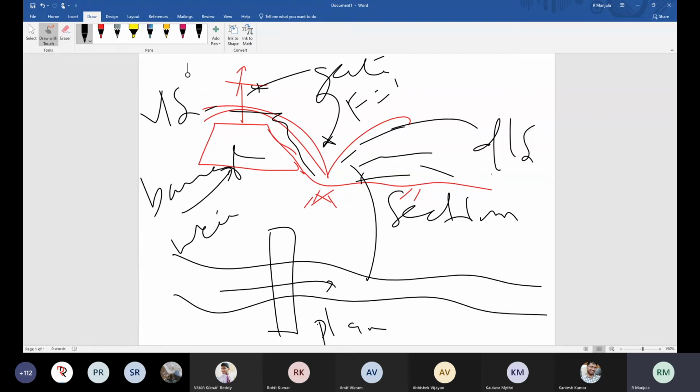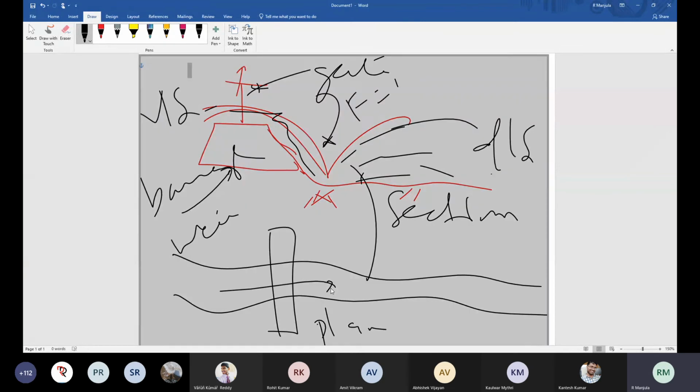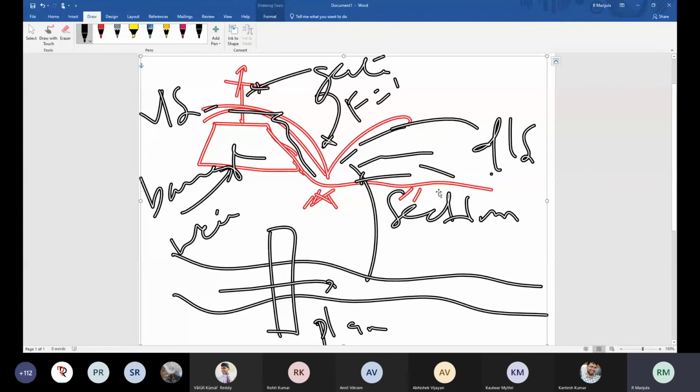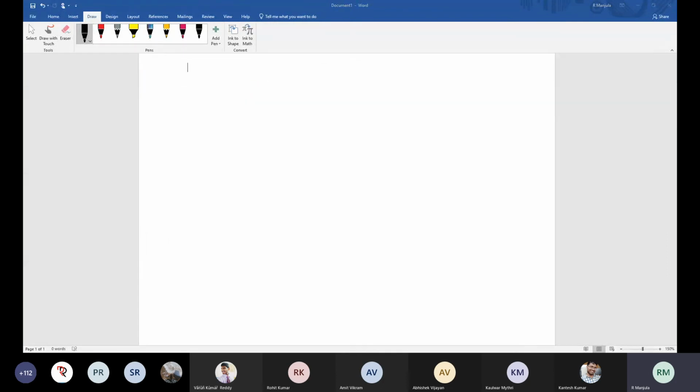Now, how are we going to compute the critical flow for different types of channel sections? We will see this problem, then we will come to that part later.